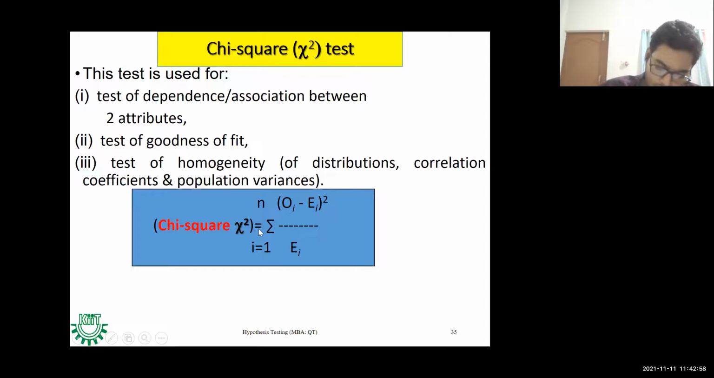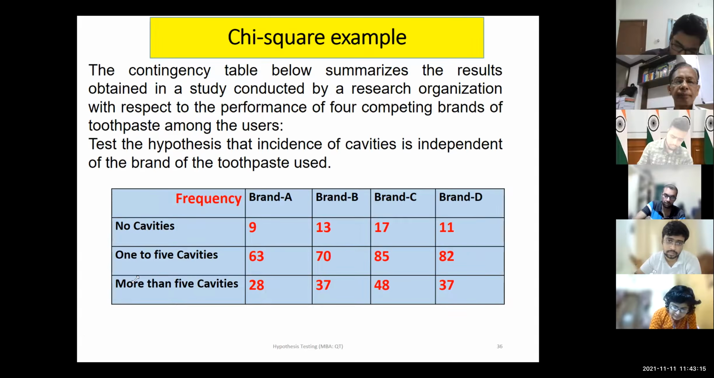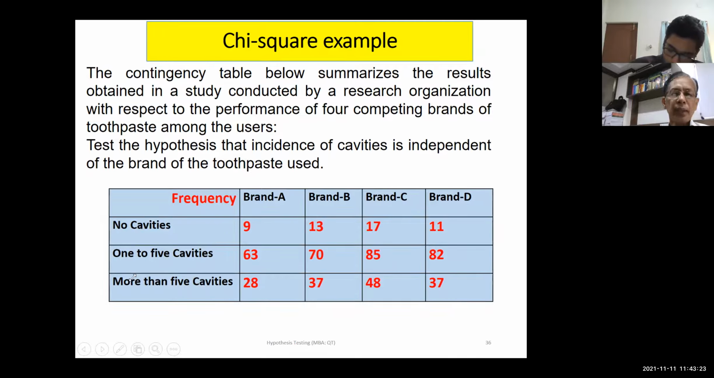Chi-square equals summation of O minus E whole square divided by E. Next line, all of you write it down, where O stands for observed value and E stands for expected value. This question we will be solving together. Before that, all of you note it down.